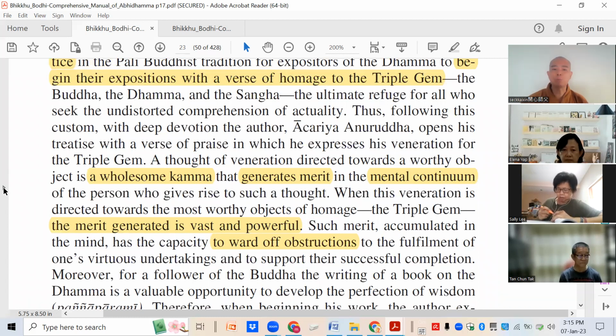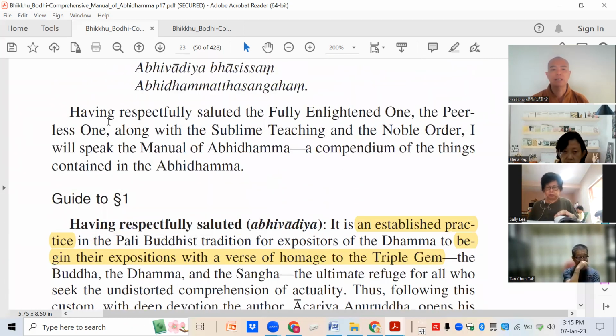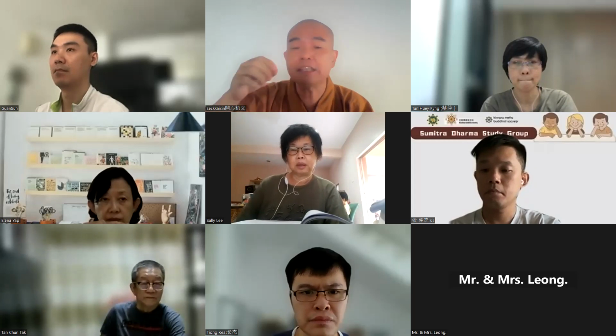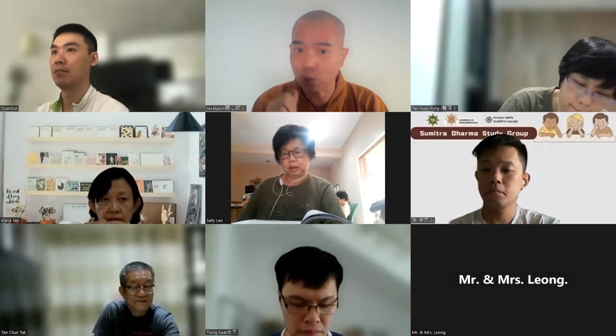Okay, in chapter number one, we begin with the praise. So here we say, having respectfully saluted the fully enlightened one, the peerless one, along with the sublime teaching and the noble order, and so on. This is the author, the expositor. In the very beginning, they have to praise the triple gem. Why? Because this is good karma.